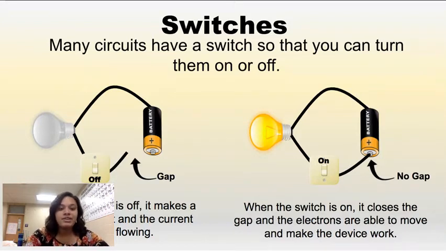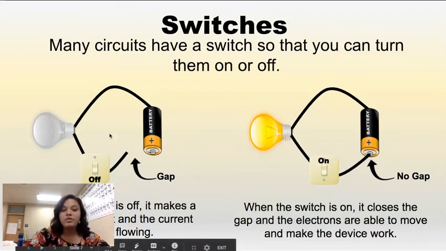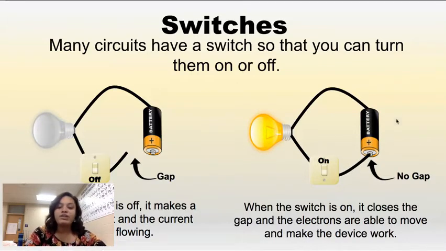Switches. So many circuits have a switch so that you can turn them on or off. Just like I was saying before, when you flip it off, you create an opening in that circuit. And when you flip it on, you close that opening, okay? And that makes the gadget or the device work.